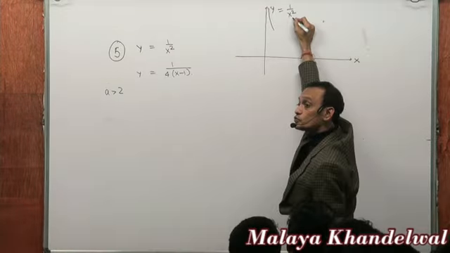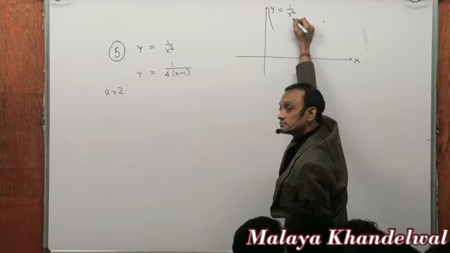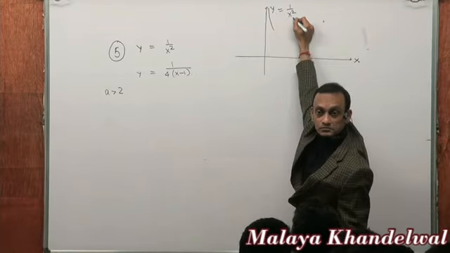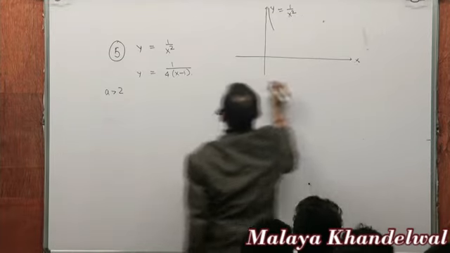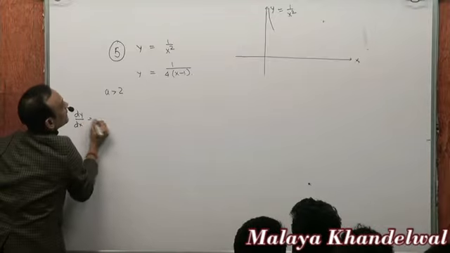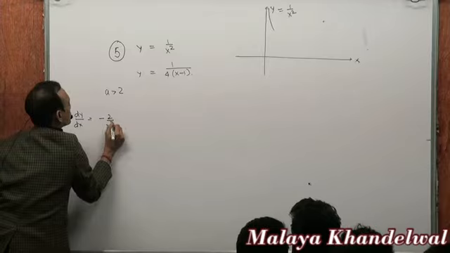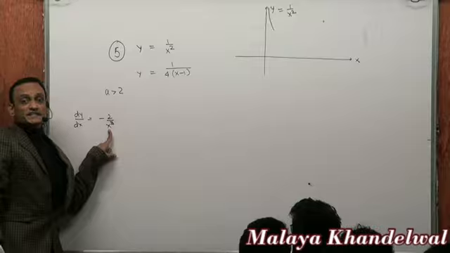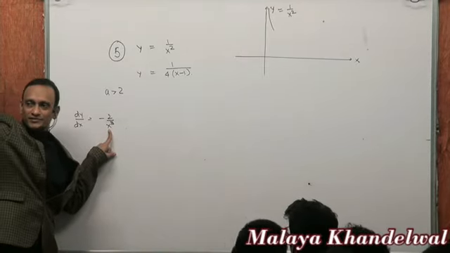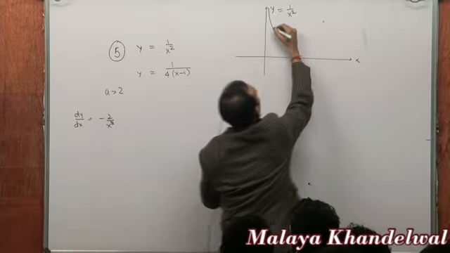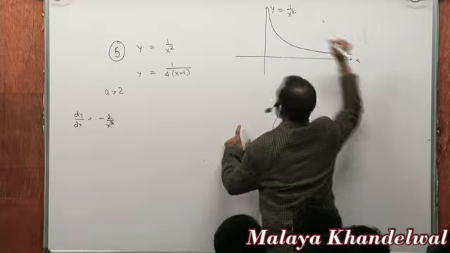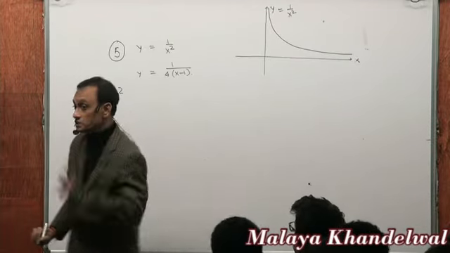And as x tends to infinity, y tends to 0. Yes or no? Also, do you realize that dy/dx is minus 2 by x cubed? And therefore, in the first quadrant, it's negative. That means it's monotonically decreasing for x greater than 0, right? Because dy/dx is negative in the first quadrant. Yes or no?